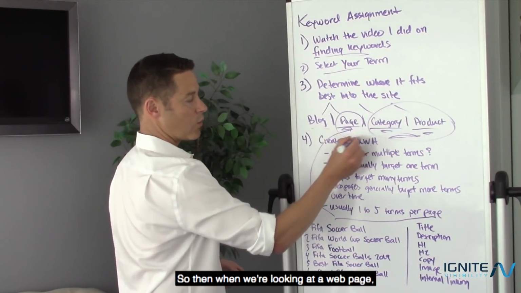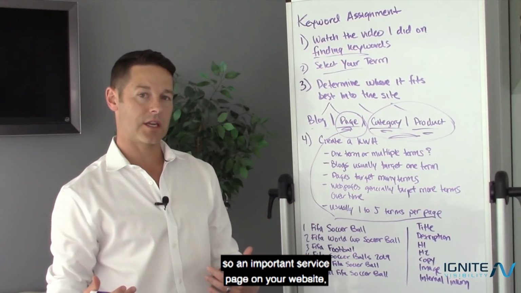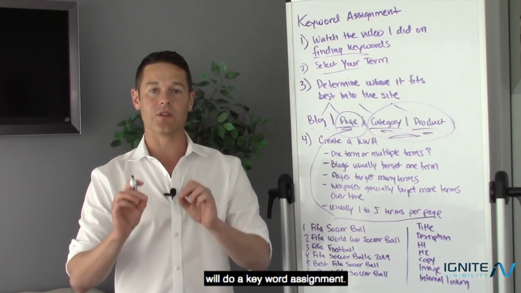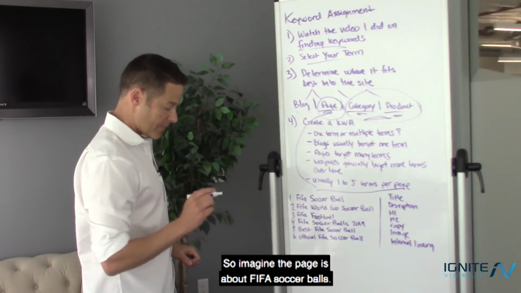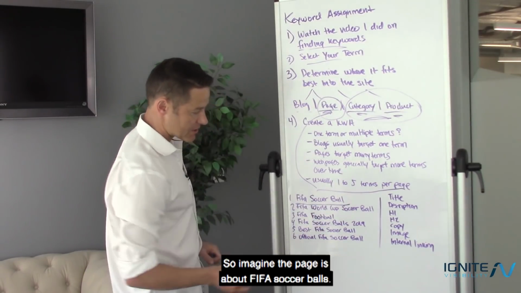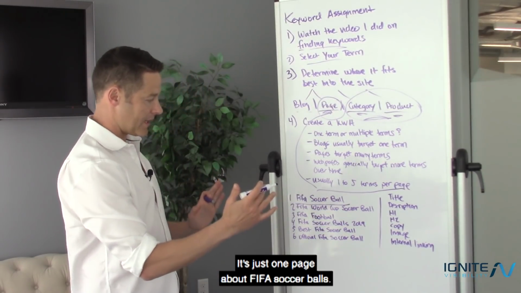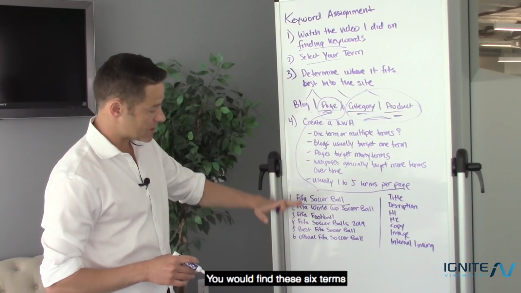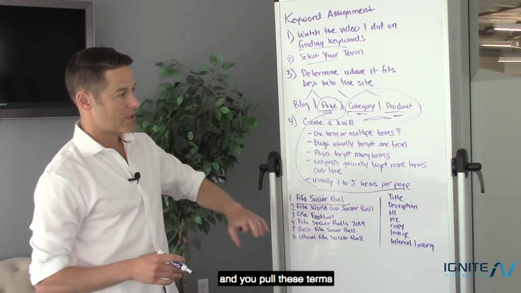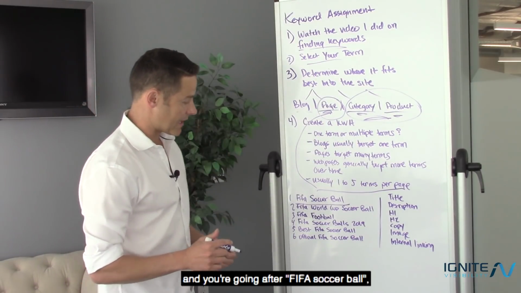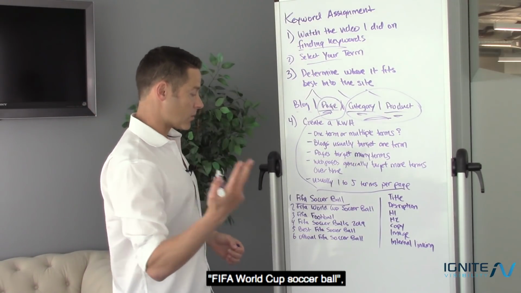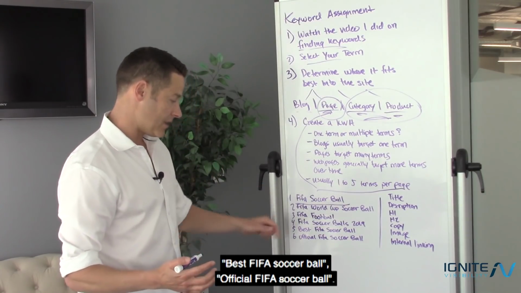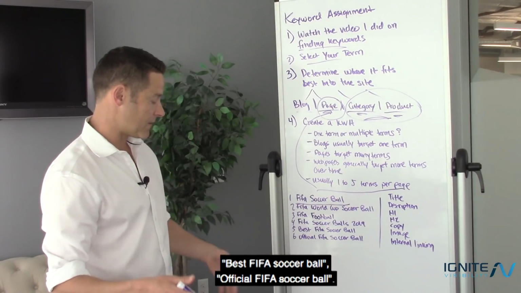But when we're looking at a web page, so an important service page on your website, an important top level page, this is how most people will do a keyword assignment. So imagine the page is about FIFA soccer balls, right? It's just one page about FIFA soccer balls. You would find these six terms and you pull these terms from your competitive analysis and you're going after FIFA soccer ball, FIFA World Cup soccer ball, FIFA football, FIFA soccer balls 2019, best FIFA soccer ball, official FIFA soccer ball.